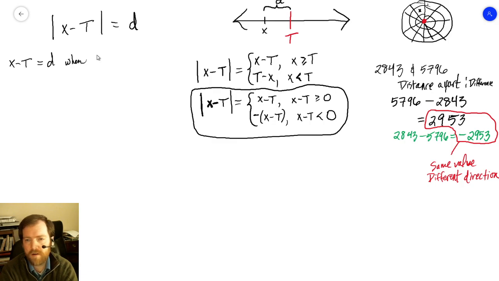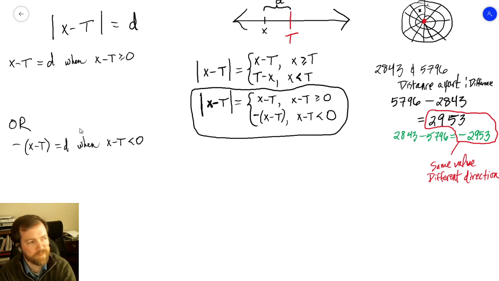when x minus t is greater than or equal to 0, or negative parentheses x minus t is equal to d when x minus t is less than 0. So I tell my students this is really where you want to be when you start looking at absolute values and trying to solve this algebraically.